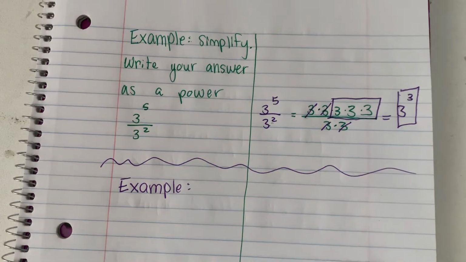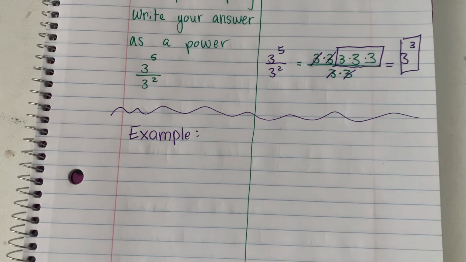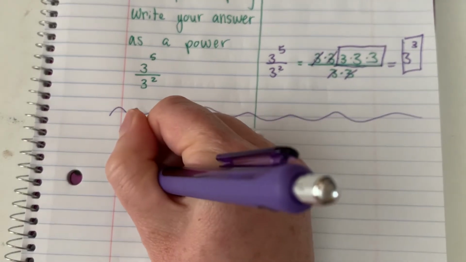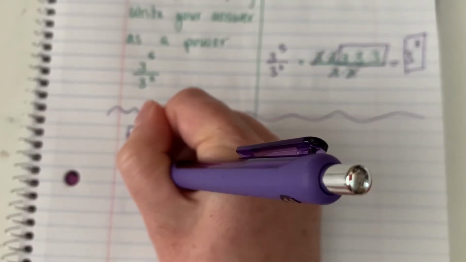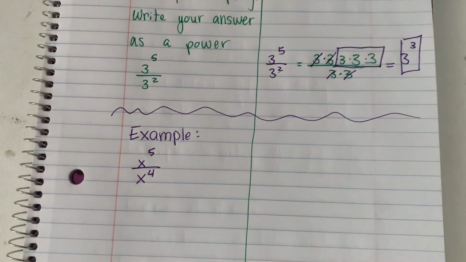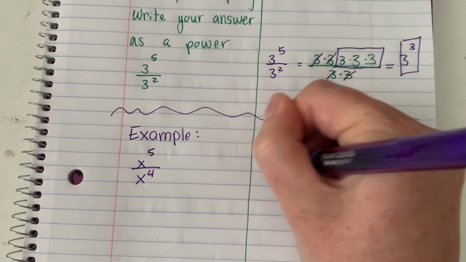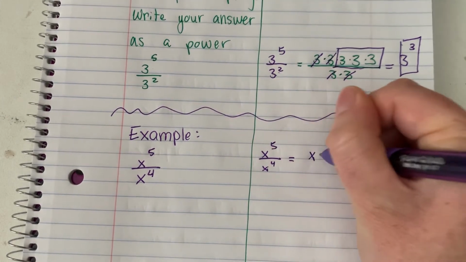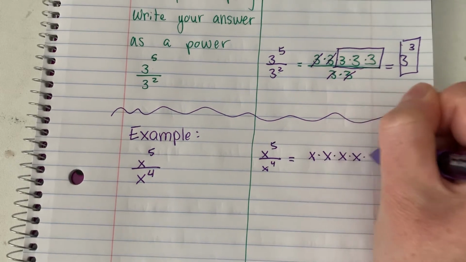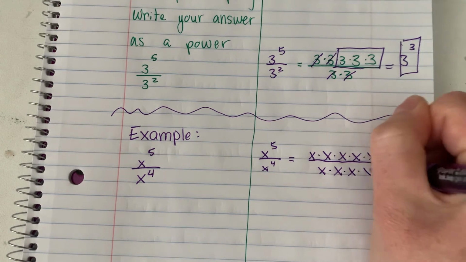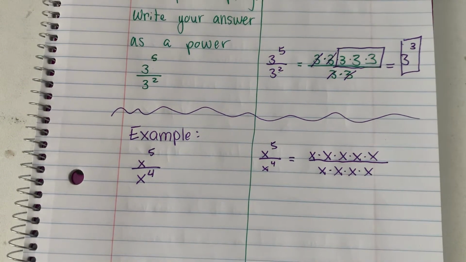Let's try one with some variables. Let's try x to the 5th divided by x to the 4th. We're simplifying again. x to the 5th divided by x to the 4th, 5 x's, and this one has 4 x's. Let's go ahead and cancel anything that is the same on the top and the bottom.